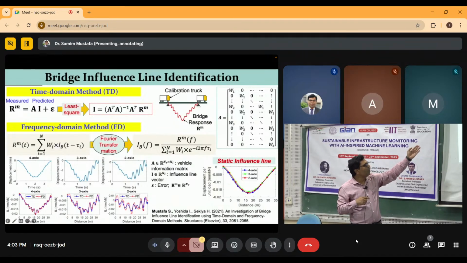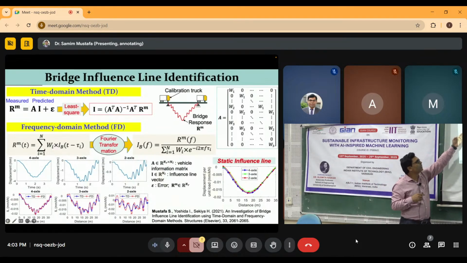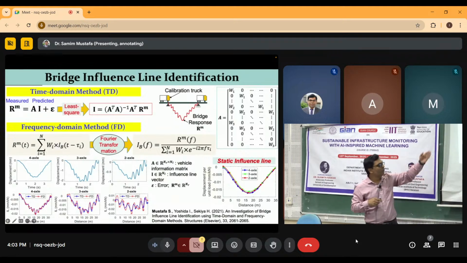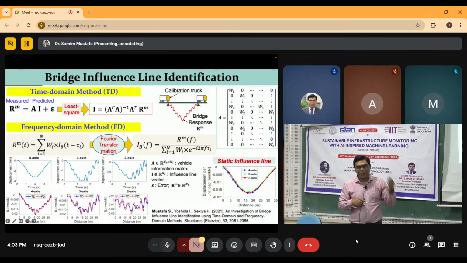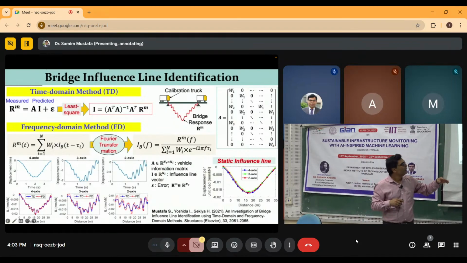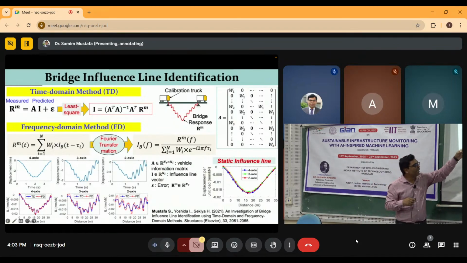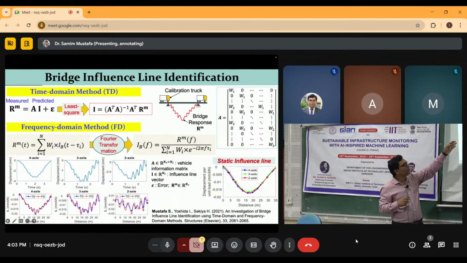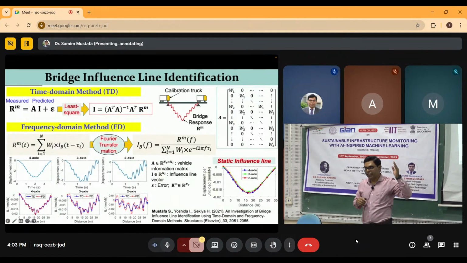And then in the frequency domain, you can also convert the vehicle response into the frequency domain. Just apply a Fourier transform, and then you go to this domain. Then you try to identify the influence line. Okay, it is also easy.